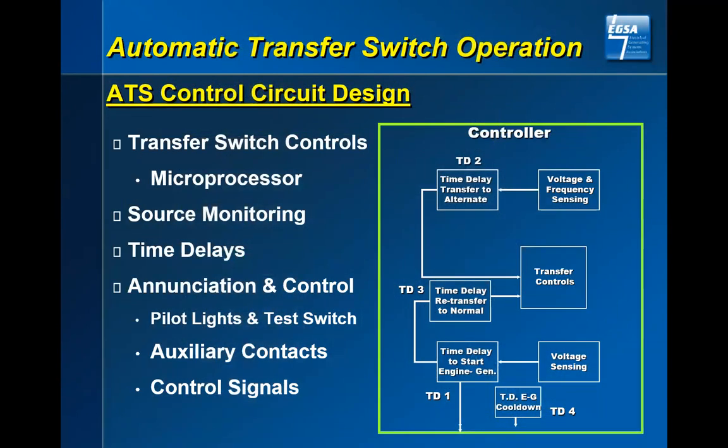ATS control design, microprocessor. Very quickly, we used to have relays and such that were a little more sloppy, but nowadays these things are at about 0.25% accuracy. Source monitoring, time delays. When you look at pilot lights and such, some are standard, and some auxiliary contacts are standard. They will tell you what position you're in, but if you need to know something else, you may have to have an additional accessory to add those contacts.